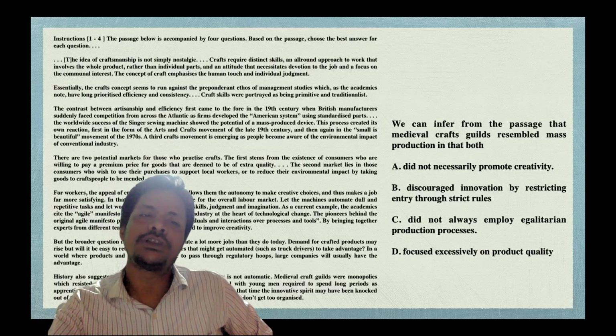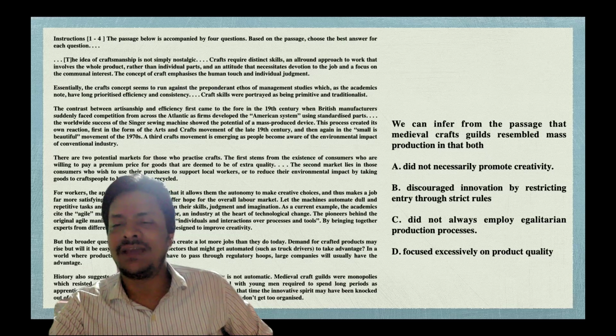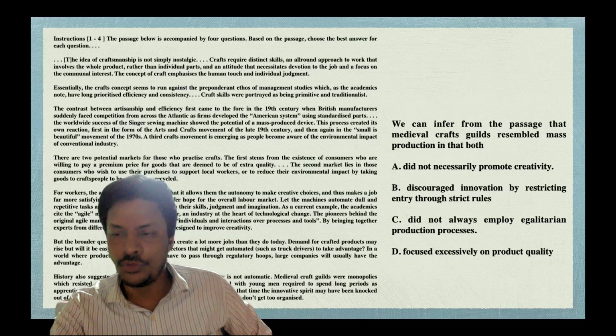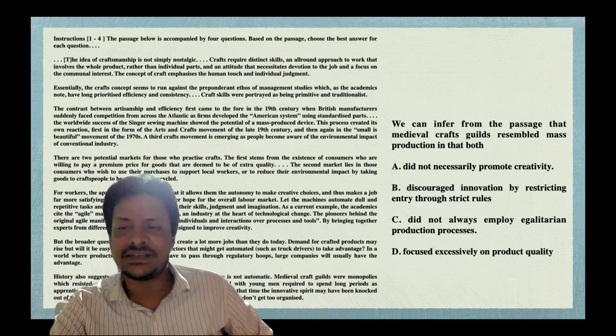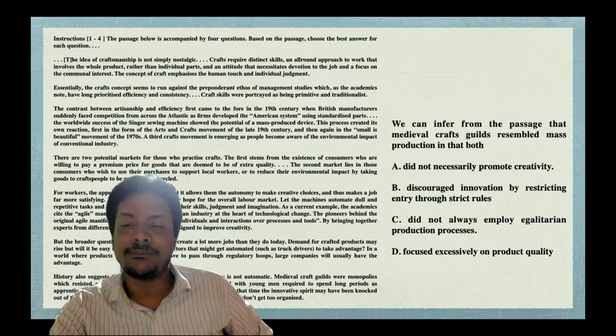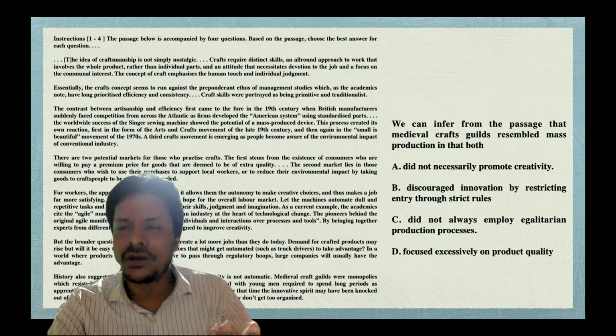In the second paragraph, the author said that essentially the craft, which we are talking about as the skill, or basically the craft's concept, seems to run against or go against the preponderant ethos. When I say preponderant ethos, it means the main belief or system of values of management studies, which, as the academics know, have long prioritized, given more importance to, doing things quickly and cheaply. That's what is known as efficiency. Isn't it? Not only that, it also stated consistency, meaning giving everything the same. So, craft skills were portrayed as being primitive, basic, old-fashioned, sticking to old ways.